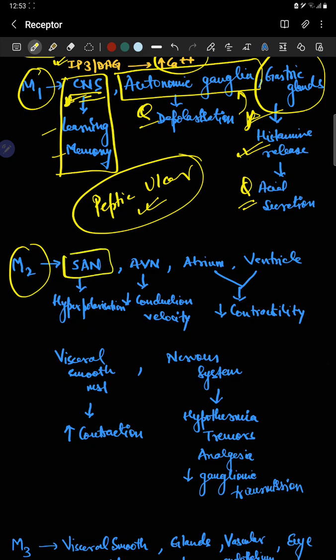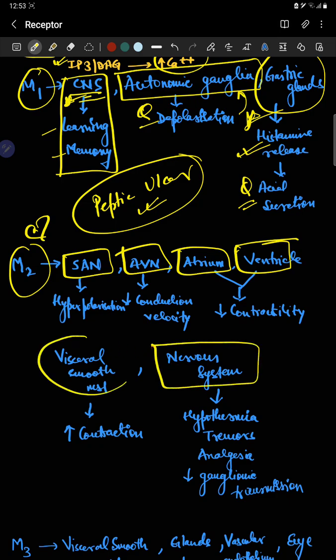So these are present in the heart, mainly in the heart: AVN, SAN, atrium, ventricle. They are also present in the nervous system and visceral smooth muscle. In visceral smooth muscle it increases contraction, but most importantly in the atrium and ventricle it decreases contractility.